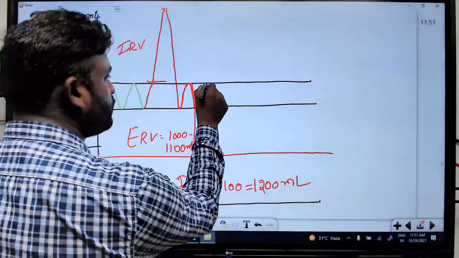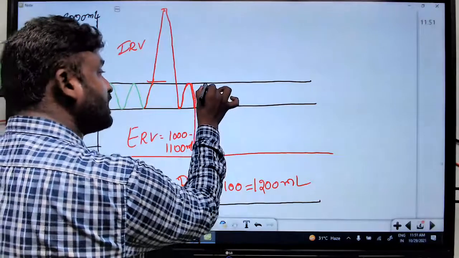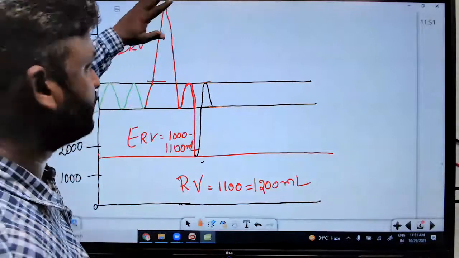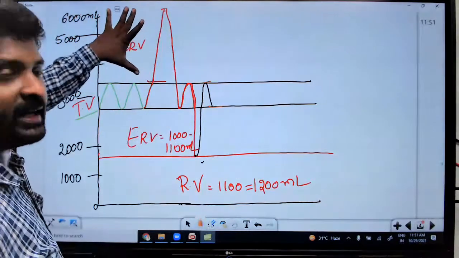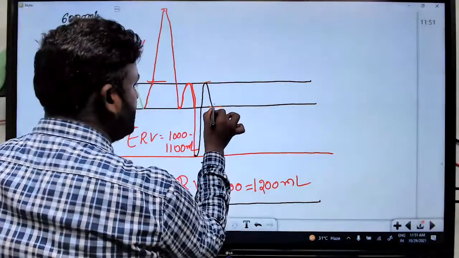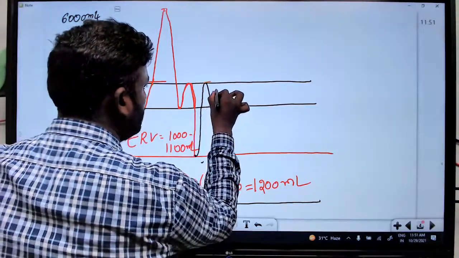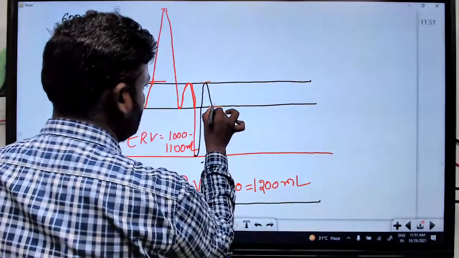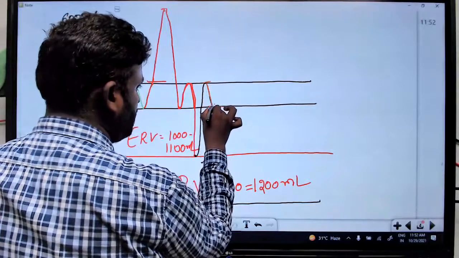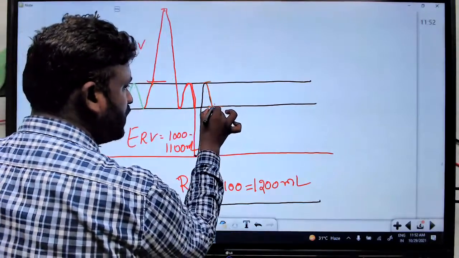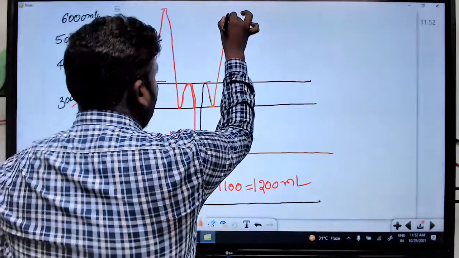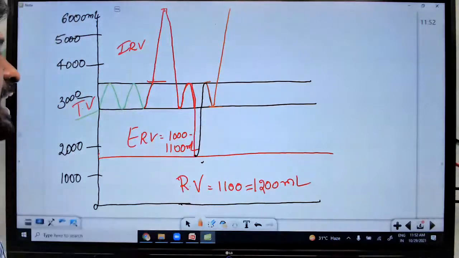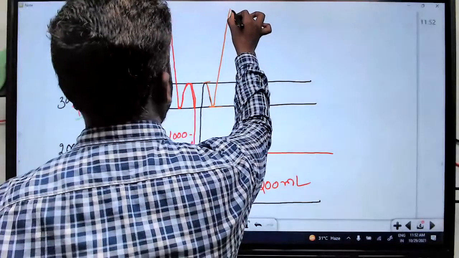Capacities, right? So it's normal expiration. After normal expiration, from here to here, we have to do forceful inspiration. Here is the IRV from here to here. But after normal expiration, which starts from here, we have to do forceful inspiration. The forceful inspiration after normal expiration is called inspiratory capacity. Got it, all of you?